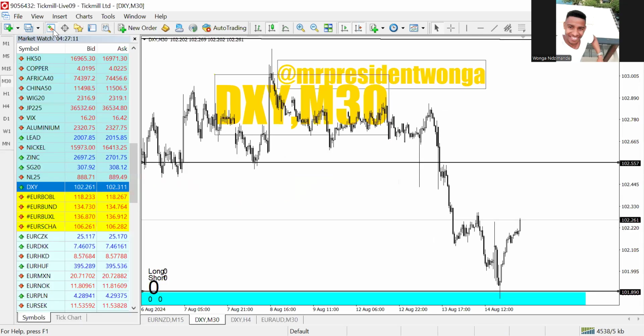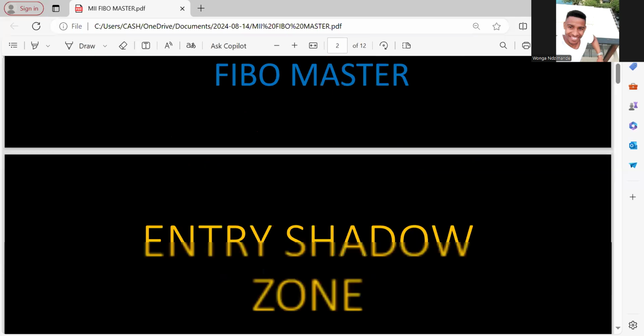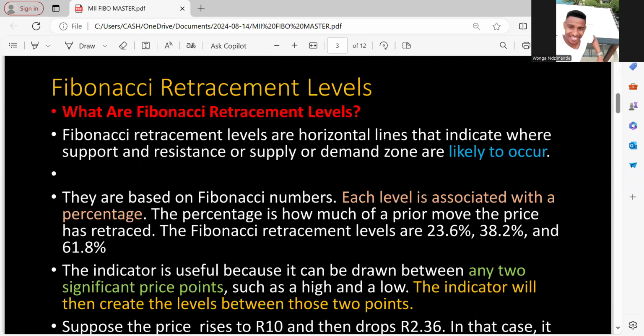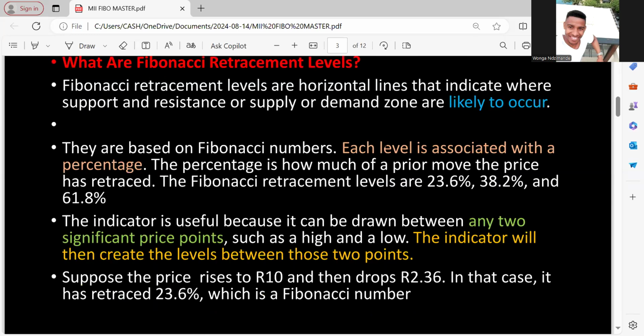Okay, the question was on the Fibonacci. Let's first break it down before we go over the chart. What are the Fibonacci retracement levels? Fibonacci retracement levels are horizontal lines where support, resistance, supply and demand are likely to occur. They are based on Fibonacci numbers. People who study statistics know these numbers and can calculate them. Each level is associated with a percentage, which is how much of a prior move the price has retraced.